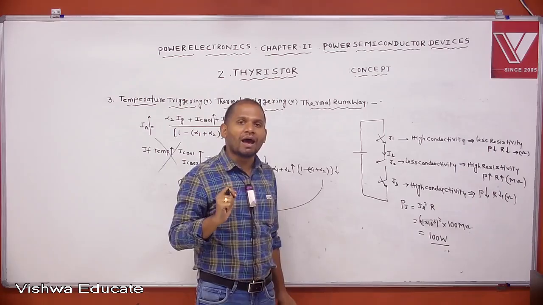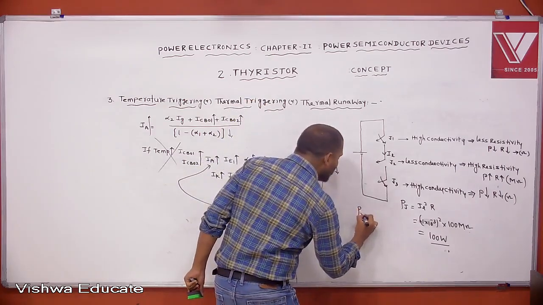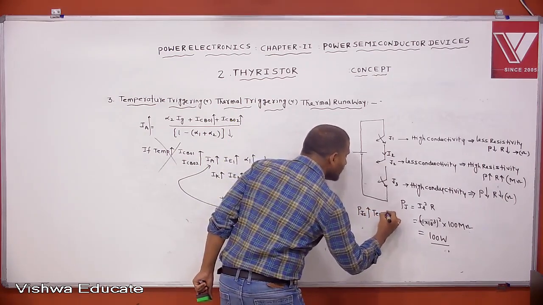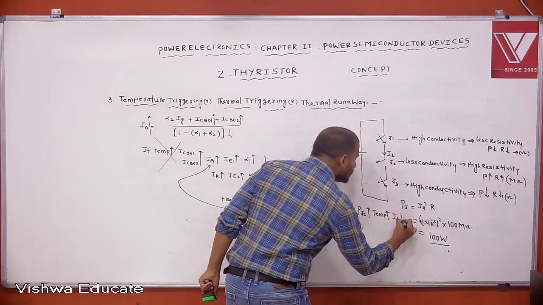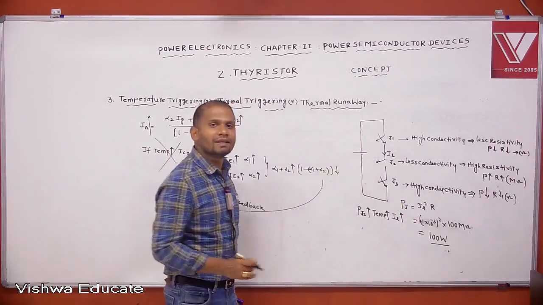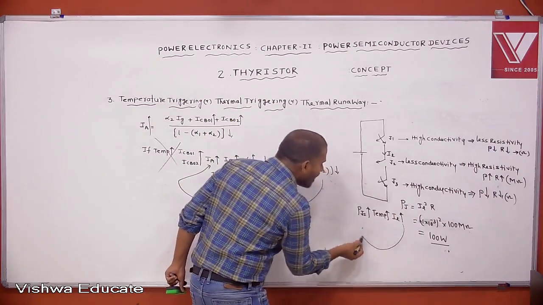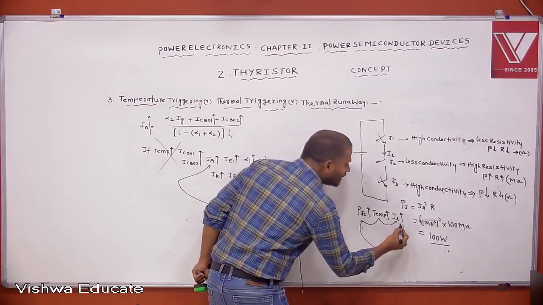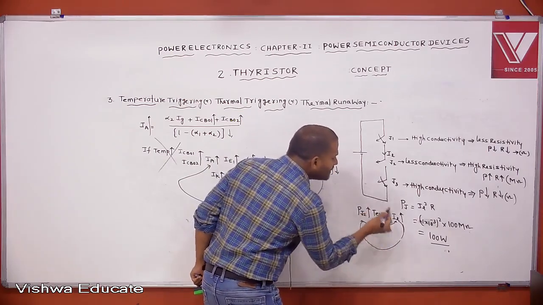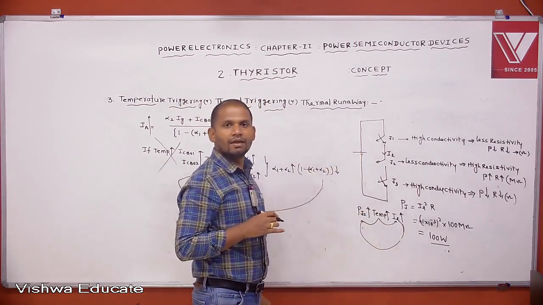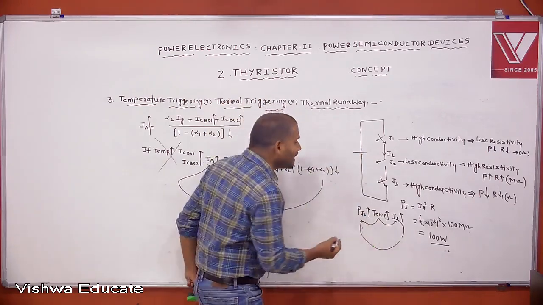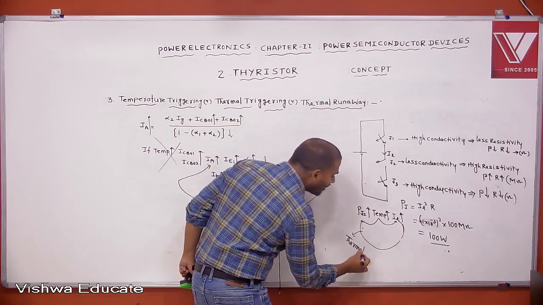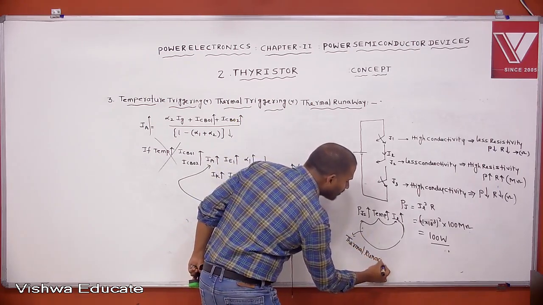Because of high power loss at the J2 junction, what is the temperature rise? It increases. If the temperature increases, what about the leakage current? Leakage current increases. If the leakage current increases, again power loss increases, again temperature increases, again leakage current increases. Temperature is continuously increasing. This cumulative increase of temperature is called thermal runaway.